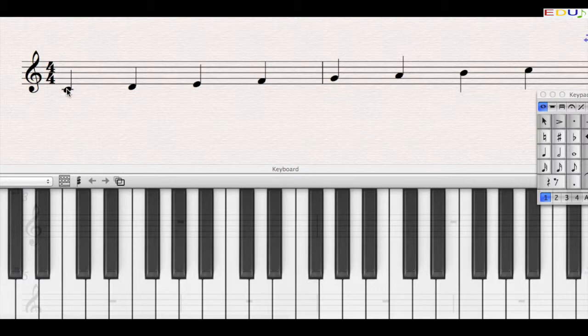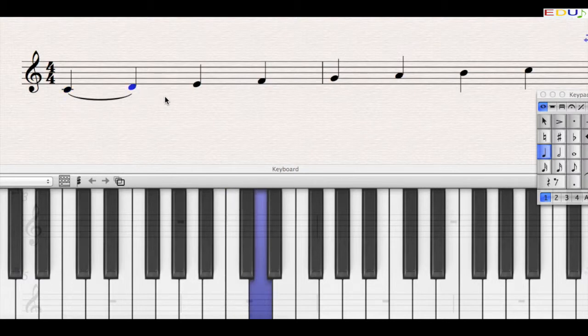Let's start on the C. From C to D, do we find a whole tone step or do we find a semitone step? Let's see, between C and D we find 1, 2 semitone steps. 2 semitone steps are a whole tone. Let me just draw this in. So between C and D we have a whole tone.